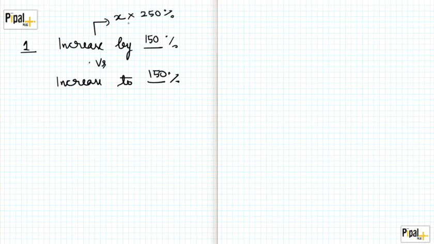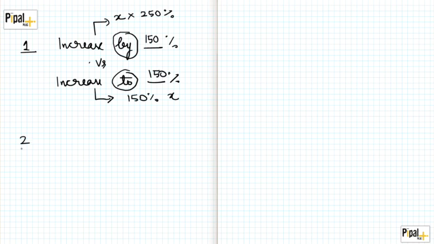250% of the original. Whereas if something must be increased to 150%, then the answer I'm looking for is 150% of the original entity, right? So that's the first cause of ambiguity to students. Please make sure you look for the word by or to whenever you're dealing with questions in percentage.